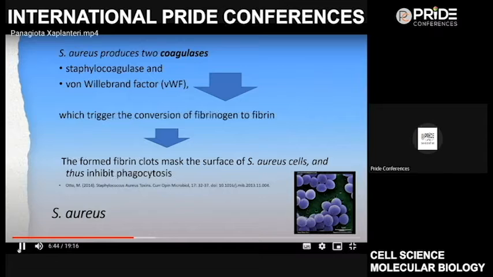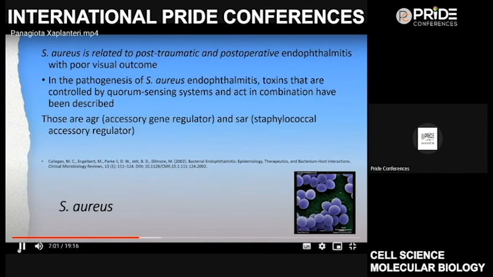Staphylococcus aureus produces coagulases, staphylocoagulase and clumping factor. Those coagulases trigger conversion of fibrinogen to fibrin. The formed fibrin clots mask the surface of Staphylococcus aureus cells and thus inhibit phagocytosis. Staphylococcus aureus is related to post-traumatic and post-operative endophthalmitis with poor visual outcome. In the pathogenesis of Staphylococcus aureus endophthalmitis, toxins that are controlled by quorum sensing systems have been described. Those are accessory gene regulator and staphylococcal accessory regulator.